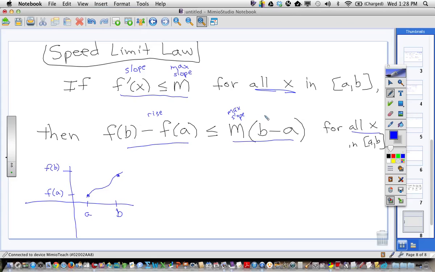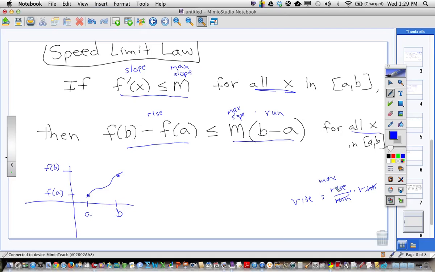And what's b minus a? Ah, there you go, right? Now you're thinking along what I'm thinking. So b minus a is the run. So let's think about this. What are we saying? Rise is equal to slope, rise over run, times run. Oh, that makes sense, right? Run would cancel, I get it. But this was actually max rise over run, wasn't it?